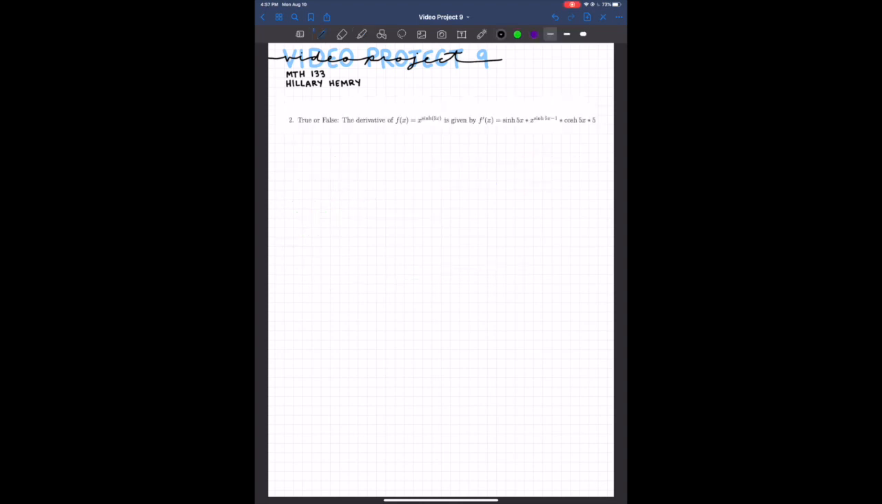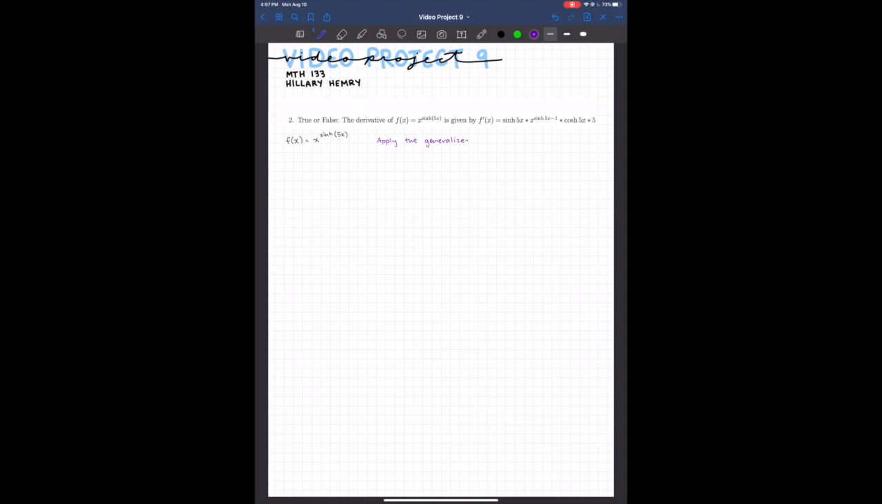Our second problem is going to be a true or false problem, and they're asking us about the derivative of the function x to the sinh of 5x power. And they've given us the derivative that they are asking if it's true or false. So let's take the derivative ourselves to see whether or not that given derivative is correct. So I'm going to rewrite the function just so it's easier to look at.